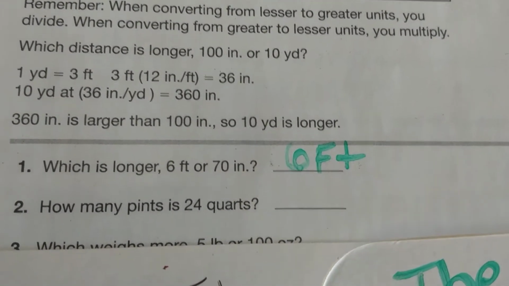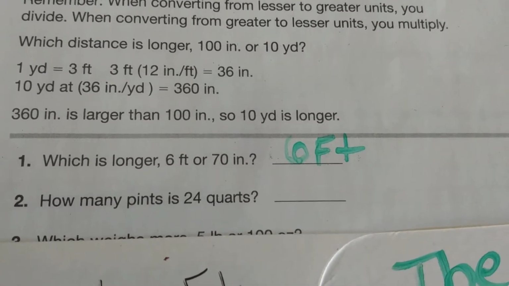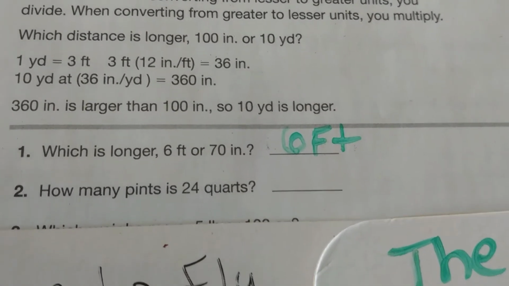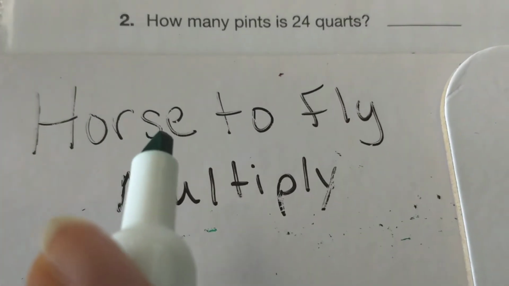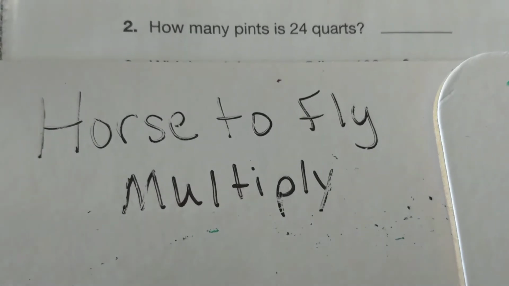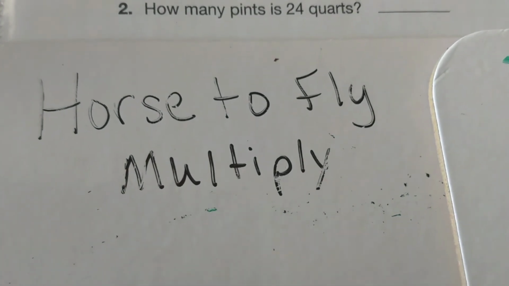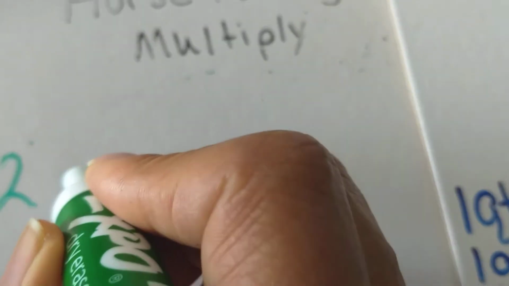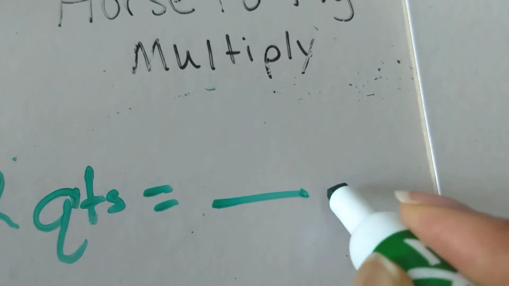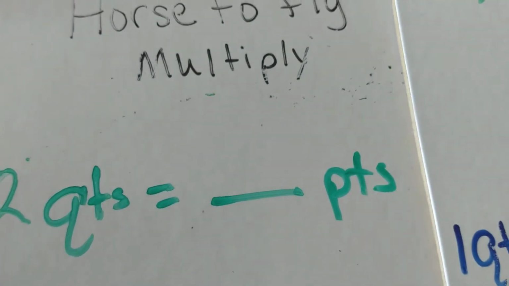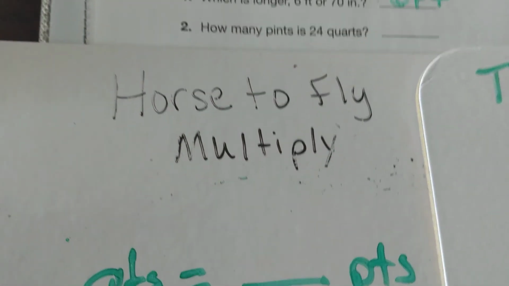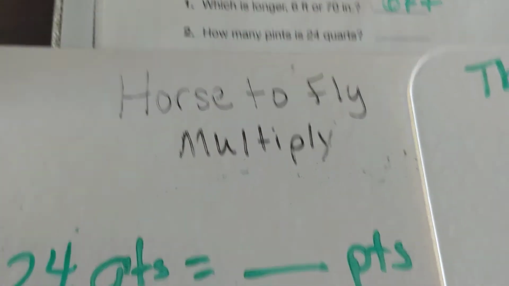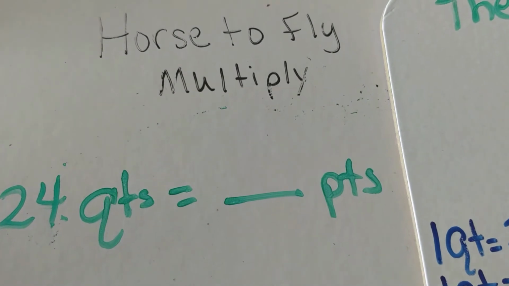Okay, this is not hard to do at all. Talking about quarts and pints. Remember, try to write the larger unit of measurement first. Okay? And of course, we're using the larger one first. We're going from horse to fly, and we're going to multiply. So, 24 quarts equals how many pints?